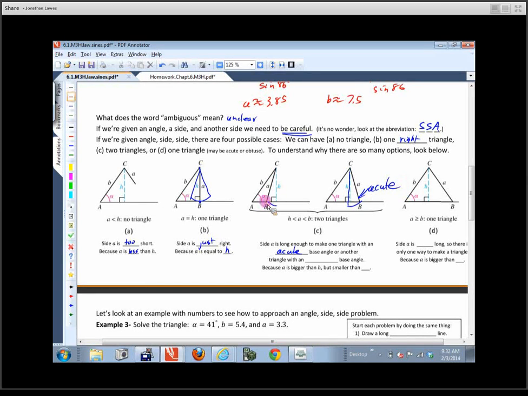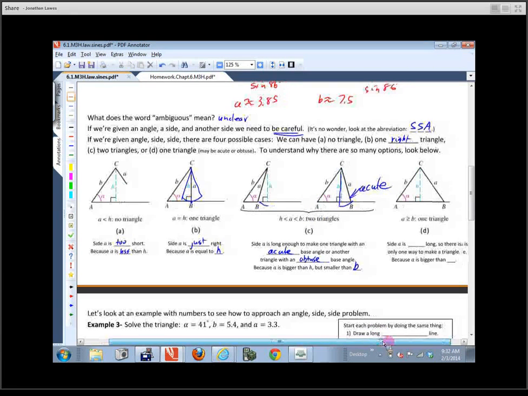If I swing it in here, notice what happens to this angle beta right here. It becomes obtuse. And the reason we can have two different ones is because A is bigger than H, but it's smaller than B. And you might think, well, it's always been shorter than B. It's shorter than B here. It's shorter than B here. It's still shorter than B here.